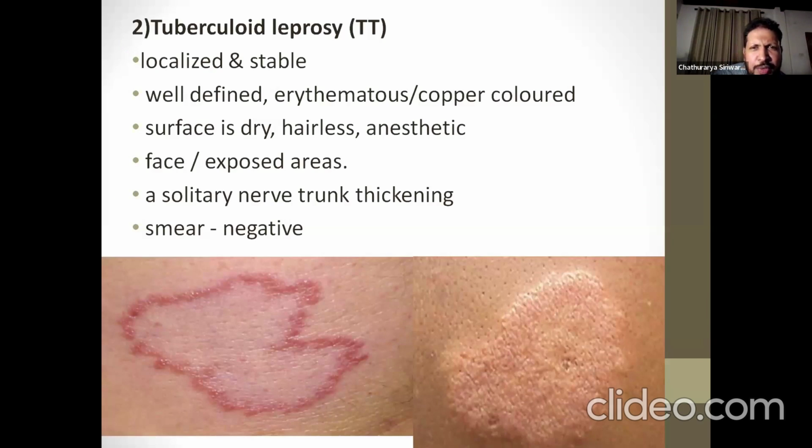There's good cell-mediated immunity, and there's a well-demarcated margin. And we spoke about these clinical features. Sometimes they can have a solitary nerve trunk thickening or none at all. And the smears will be negative. So when we scrape this, when you take some tissue fluid and stain it, we won't see bacteria in it.